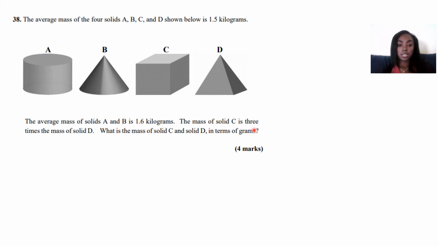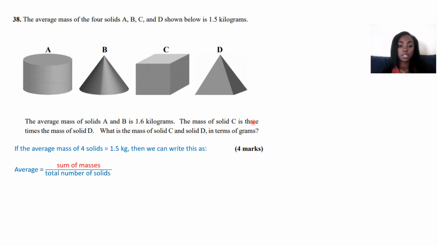The mass of solid C is 3 times the mass of solid D. What is the mass of solid C and D in terms of grams? So what we need to find out here is the actual values of C and D, and also we need to convert it from kilograms to grams. So the first step that we have to do, let's write the information that we have and just make note of it in terms of the formula so we'll see what we have to find.